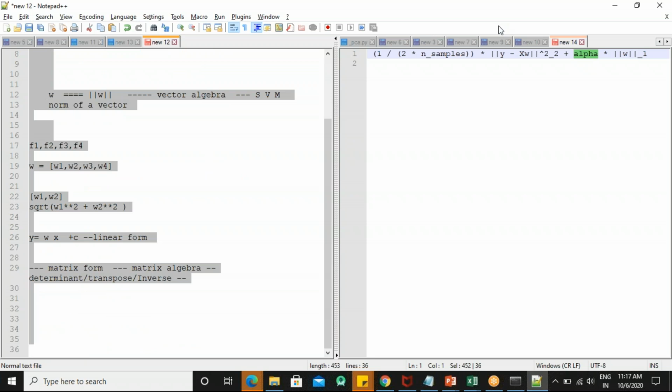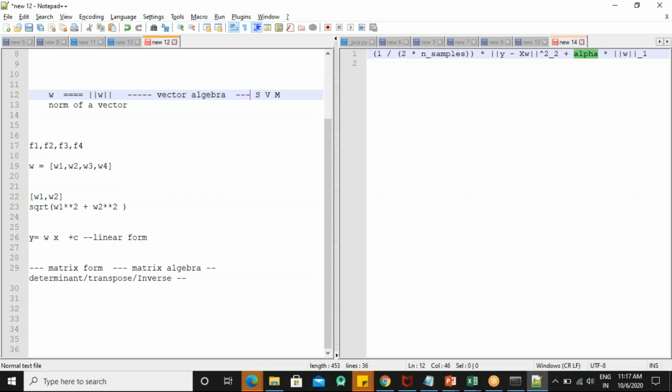I'm just pinging you guys this notebook, the theoretical context.